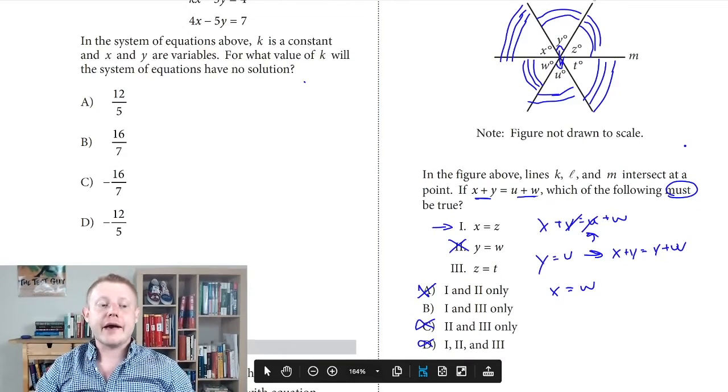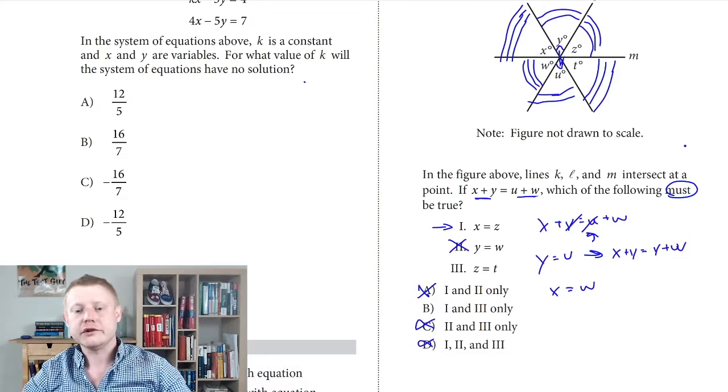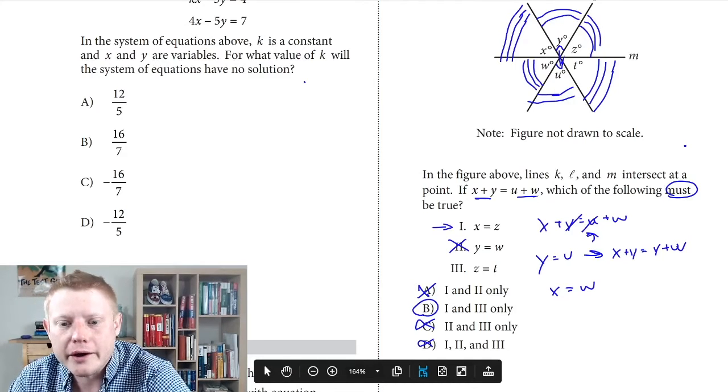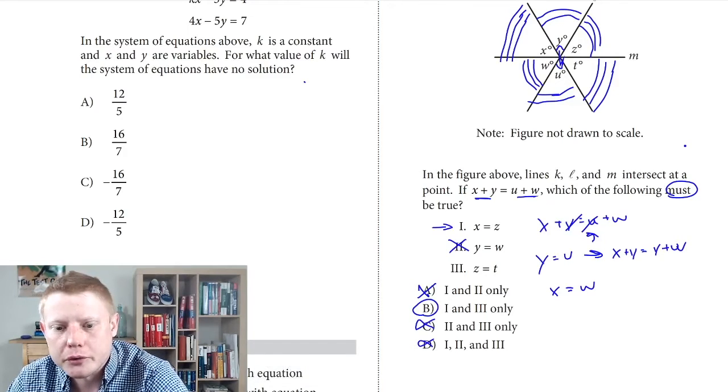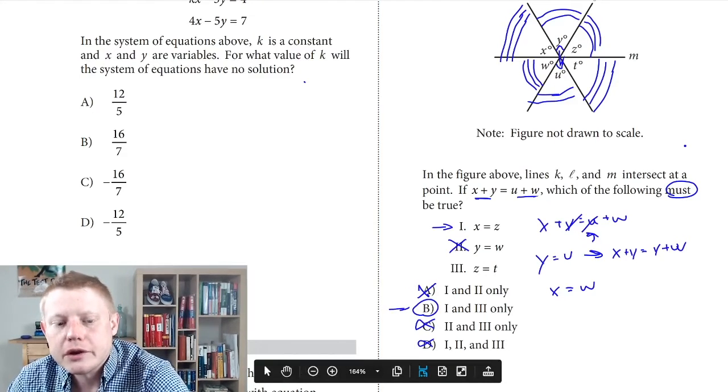And as is often the case with these Roman numeral questions, I don't even have to do all 3 parts to know it's B. I would go ahead just for fun and confidence's sake to check the last one here, Roman numeral 3. Z equals T, Z's got 3, T's got 3. 1 and 3 is our correct answer.